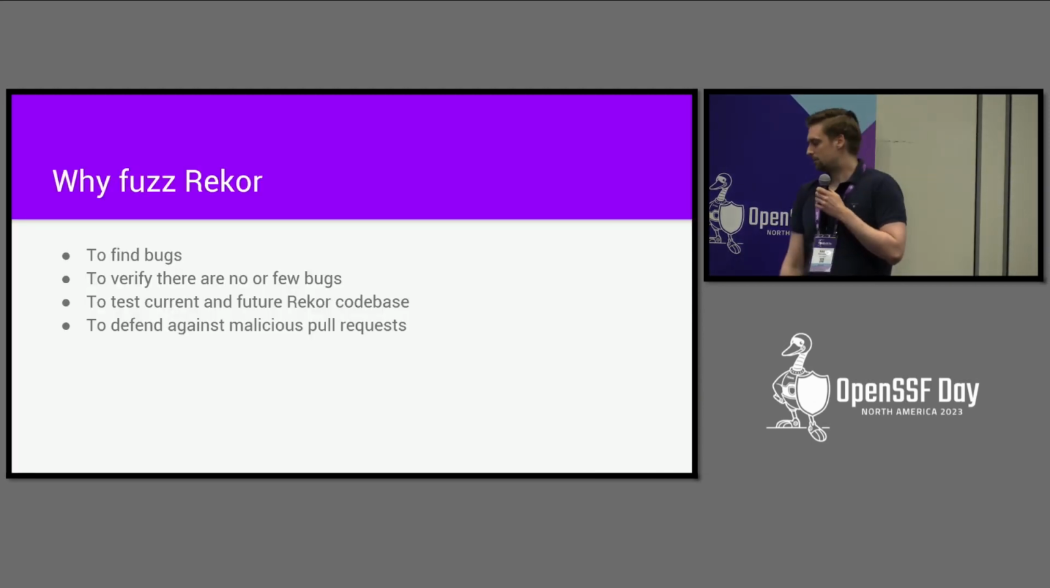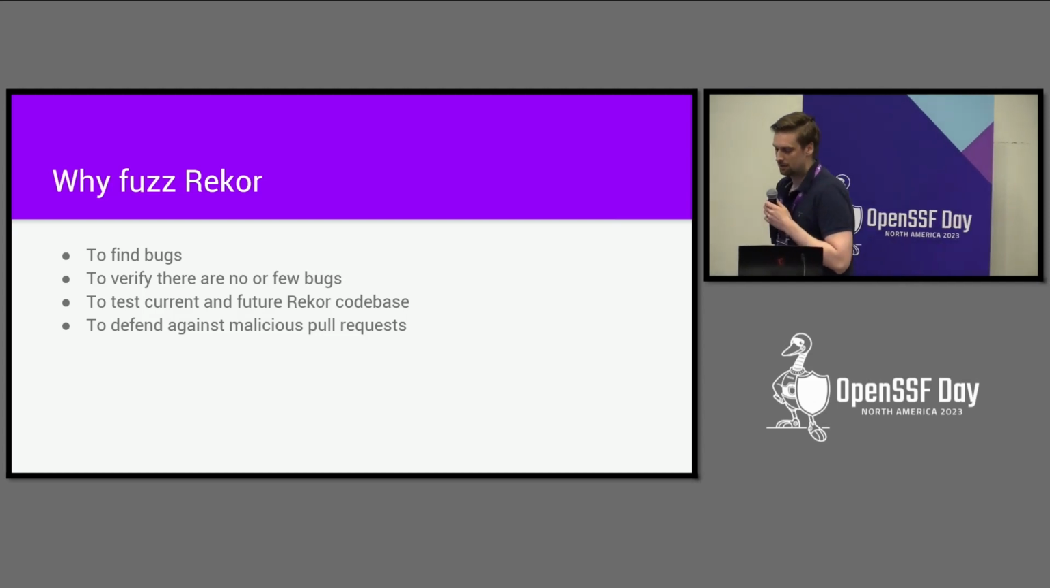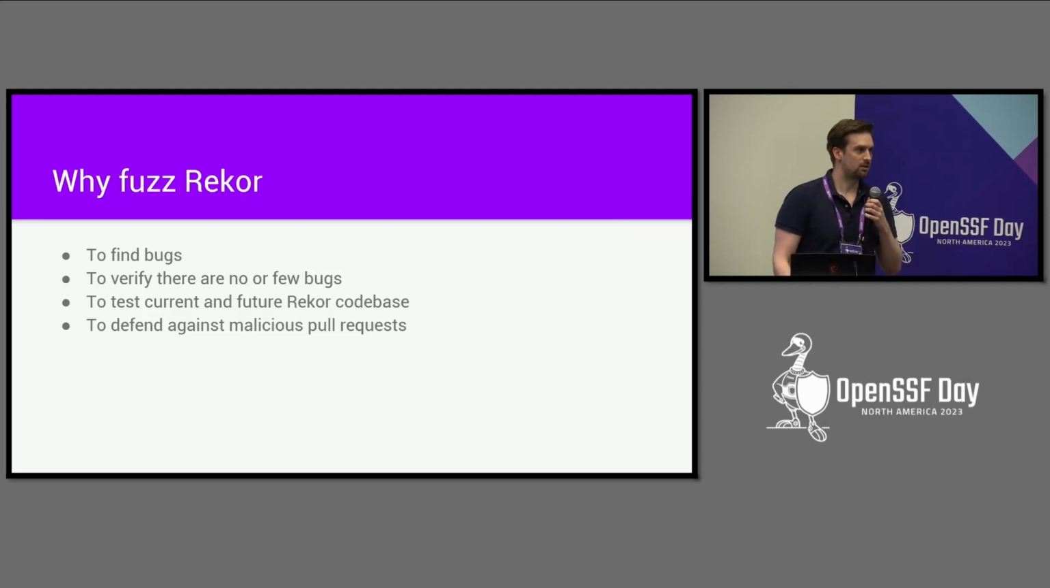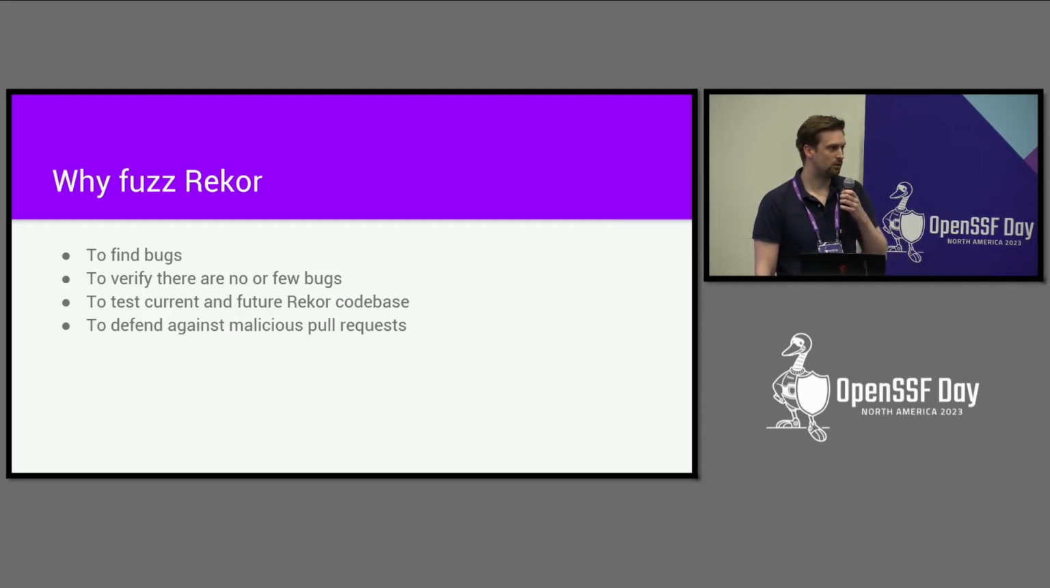The reason we should fuzz Rekor is the same reason that we should fuzz any other software application: to find bugs primarily. If we don't find that many bugs, the good news is that we can verify that there are no or few bugs in the application that we are testing. We also want to set up a testing framework for the current state of the Rekor code base, as well as the future state of the Rekor code base.